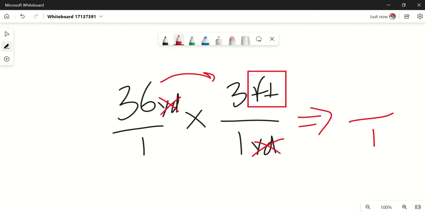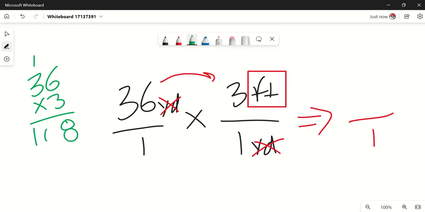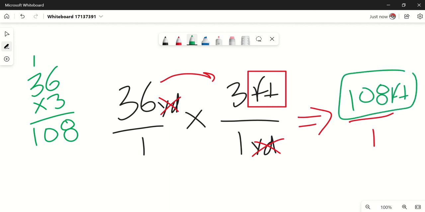Okay, now that you've hopefully paused and solved it and unpaused, let's go ahead and work this out. 3 times 6 would be 18. Carry the 1. 3 times 3 is 9, plus the 1, which would be 10. So this would be 108 feet over 1, which just becomes 108 feet. And that would be our answer.